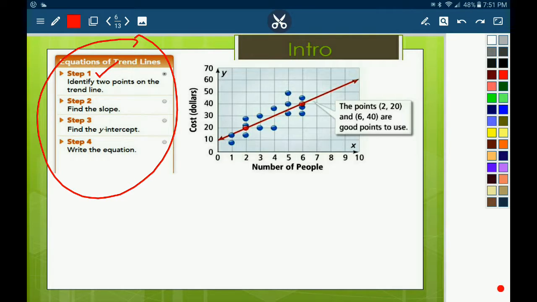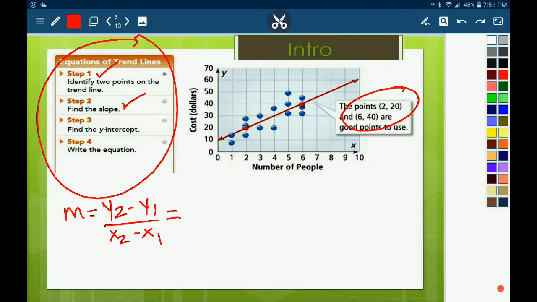Second step, we need to find the slope between those 2 points. So recall the slope formula. Slope is equal to y2 minus y1 over x2 minus x1. So they gave us the 2 points, okay? They gave us what the coordinates were. Now we just need to apply the slope formula. So my slope is going to be 20 minus 40 over 2 minus 6.